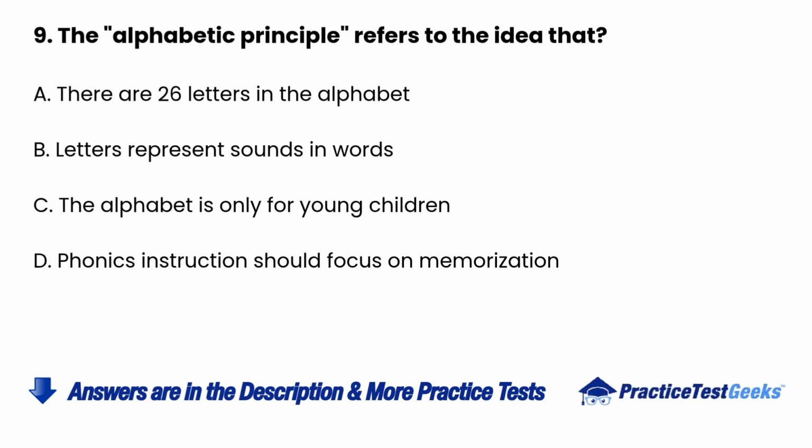9. The alphabetic principle refers to the idea that A. There are 26 letters in the alphabet. B. Letters represent sounds and words. C. The alphabet is only for young children. D. Phonics instruction should focus on memorization.